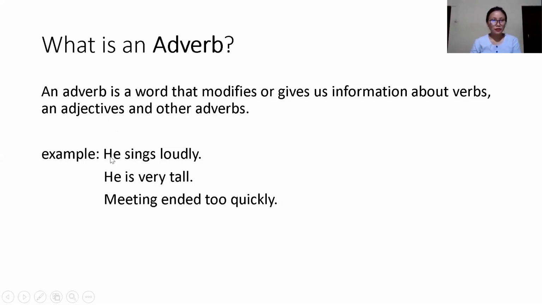Here we have 3 examples. Number 1, he sings loudly. So loudly is an adverb and sings is the verb. So the adverb loudly gives us information about the verb. Second one, he is very tall. So tall is an adjective and very is an adverb. So the adverb very gives us information about the adjective. Likewise, number 3, the meeting ended too quickly. Too quickly is another adverb.